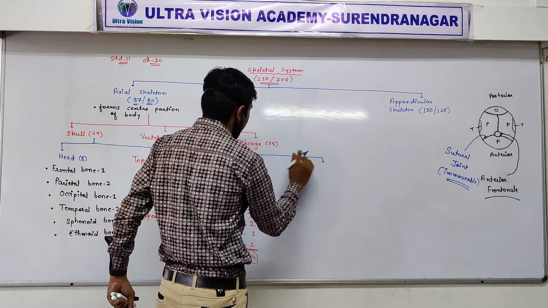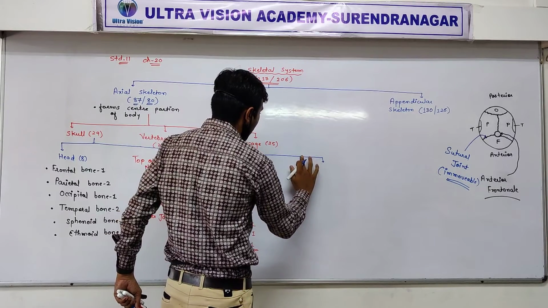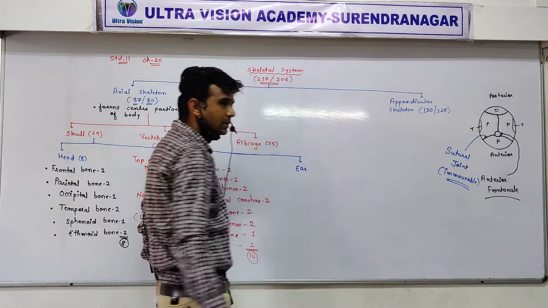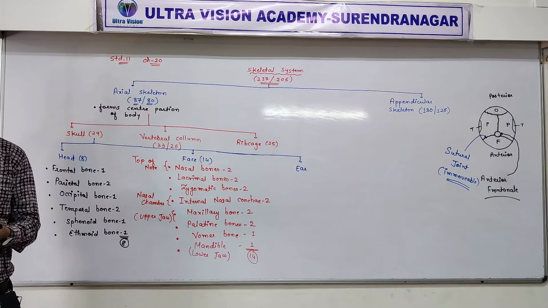Then next is ear. Do you know how many bones are there in ear? Name of them? 6. But actually 3 are there.